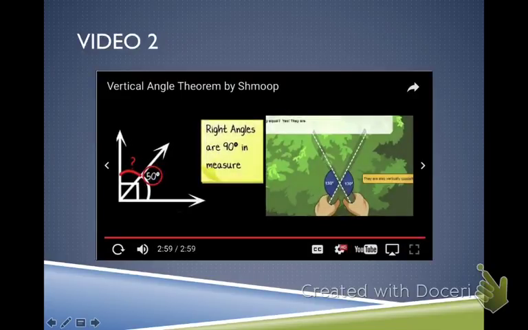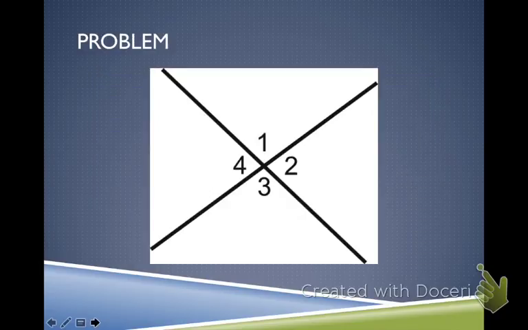Okay, guys, we're going to go ahead and move on. So, this problem. If I told you guys that angle 2 was 40 degrees, you should be able to figure out 1, 3, and 4. Basically, you can figure out 4 very easily, because 4 and 2 create opposite or vertical angles. So 4 is 40 degrees. Remember, vertical angles are congruent.